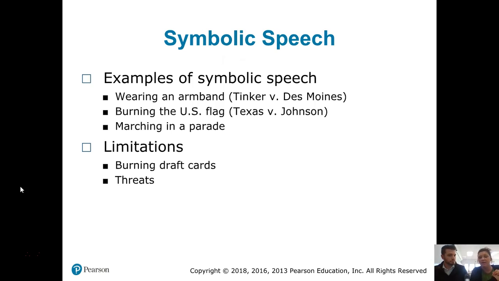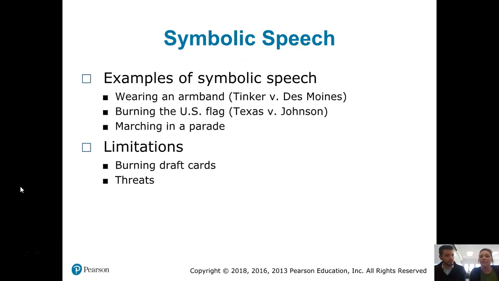Another example of symbolic speech is marching in a parade. But you have to be careful with parades, because if it's a private organization putting it on, they can choose to exclude people. It's almost like protecting the people who are putting on the parade. For example, we didn't include the case, but there was a St. Patrick's Day parade, and they excluded an LGBTQ group from their parade, and the Supreme Court said that was okay because that was a private organization putting on the parade. They have since allowed them to be in the parade, just so you know.